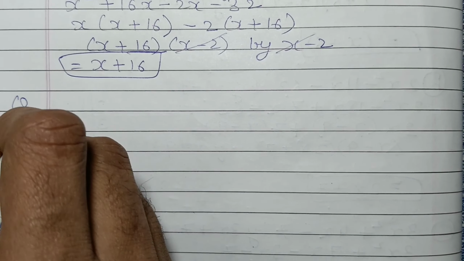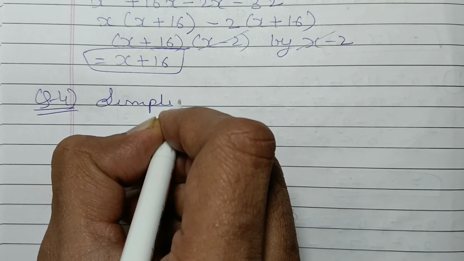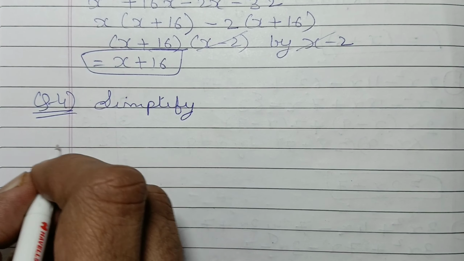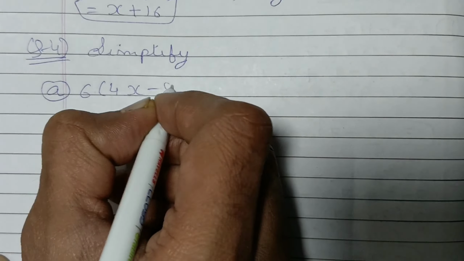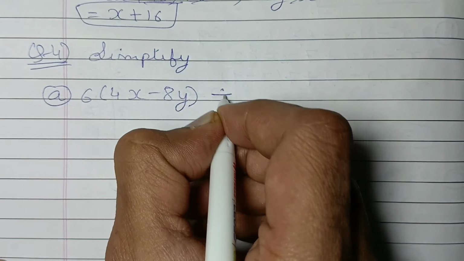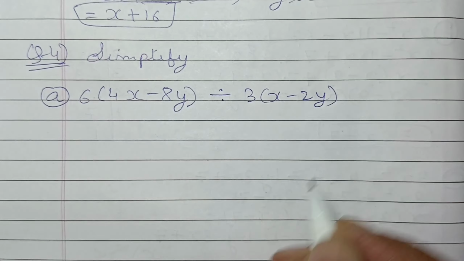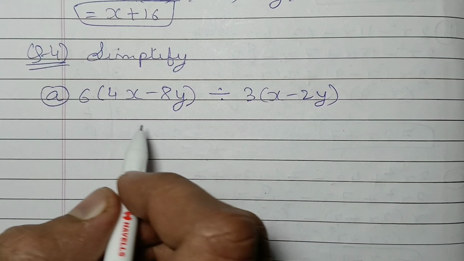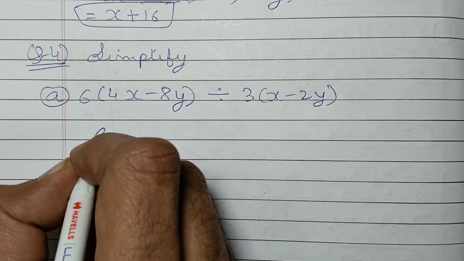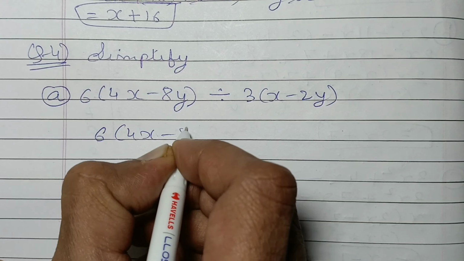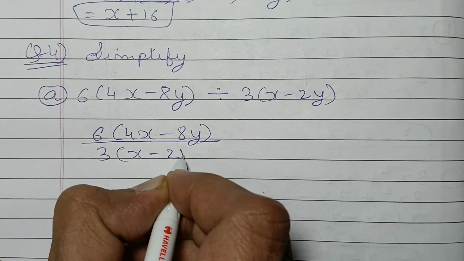Now we will solve the question number 4, that is to simplify. Our first question is 4x minus 8y, and we have to divide these by 3x minus 2y. Okay, so simply what we can do is arrange these in the division form. So 4x minus 8y and divide by 3x minus 2y.